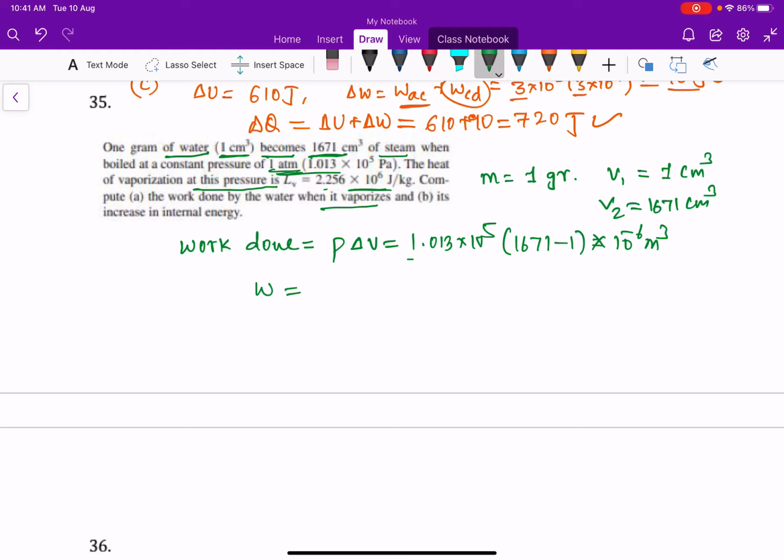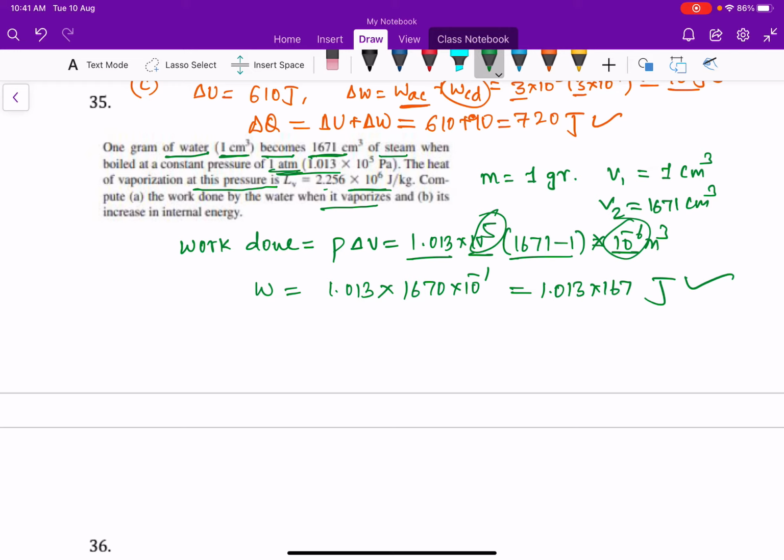Work done is equal to how much? 1.013 into 10 to the power of 5 is there, 10 to the power of minus 6 is there. So you will get 1670 here into 10 to the power of minus 1. Plus 5 minus 6 is there. So you will get 10 to the power of minus 1. So finally you will get 1.013 into 167 as the answer.